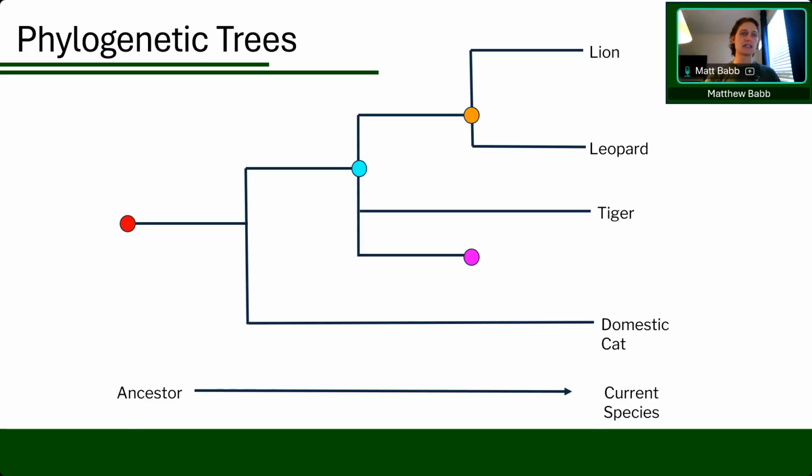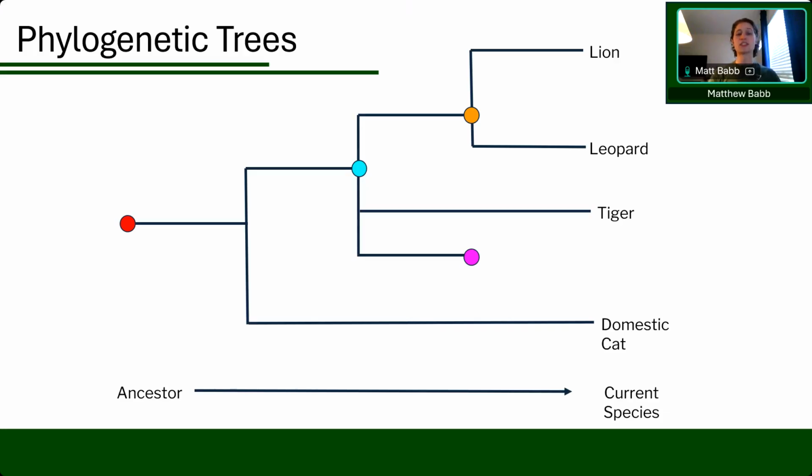The red dot is the common ancestor of all of the cat species, because they all branch off from that single point. So many millions or maybe even billions of years ago, there was a common ancestor that led to all of these different species.